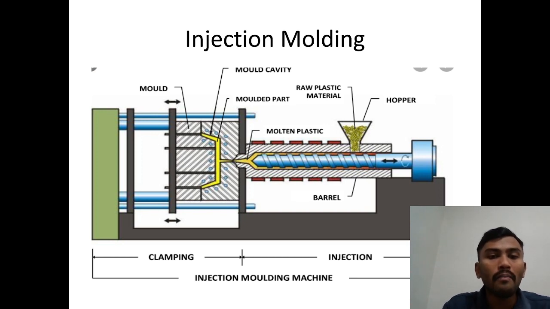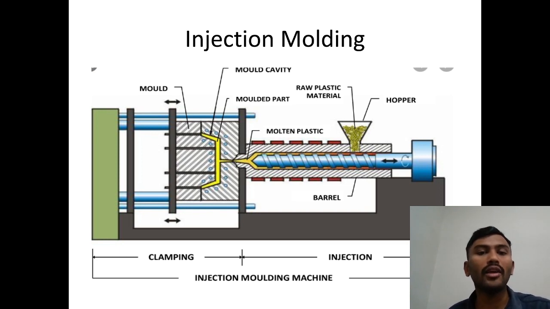In the clamping half, first of all, we have the mold cavity and the mold part. Your product's mold part and the mold cavity will be in the first half. That is called clamping. In the injection half, we have the barrel and the hopper.